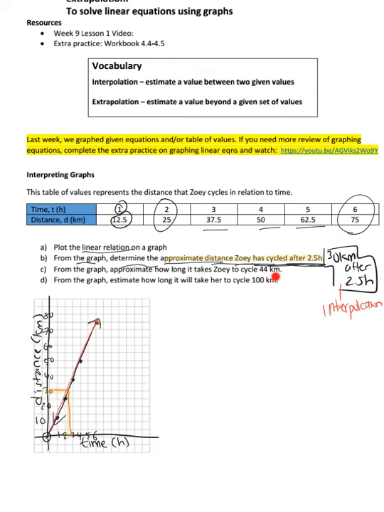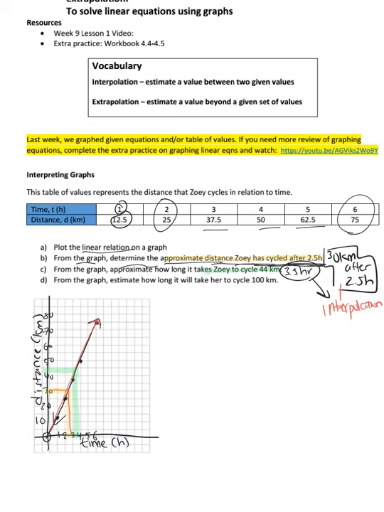Okay, now our distance is represented on our y-axis. So for that question, we actually have to start at the y-axis and go where 44 is approximately, and then see how long it takes her to get to that point. So the x value of that point will tell us, and it's about 3.5 hours. So we say 3.5 hours. Same thing here. This was also interpolation because it's within the range of our graph.